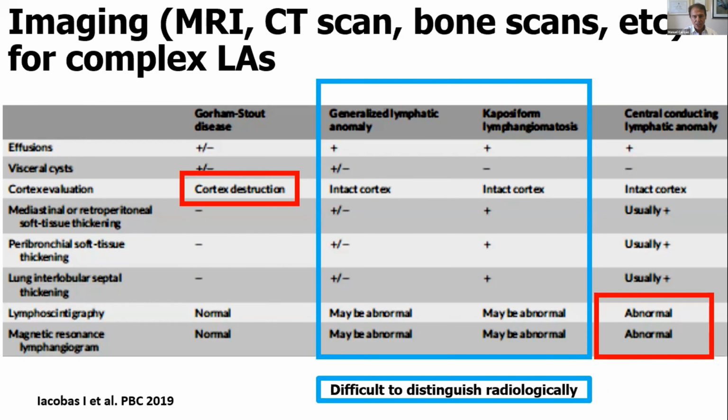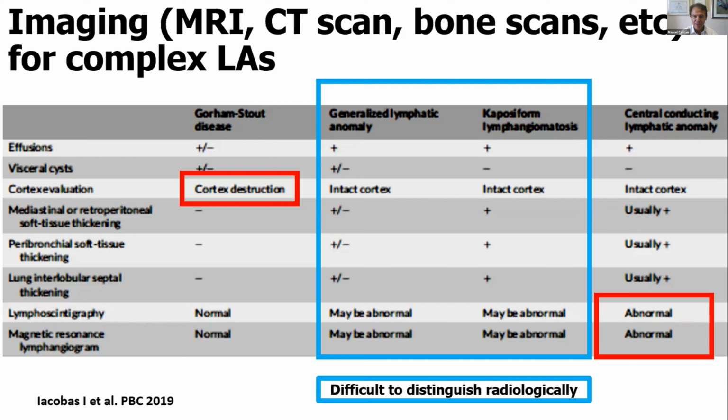So in order to distinguish these things, we tend to use things like imaging studies, MRIs, CT scans, bone scans, to look at these complex lymphatic anomalies. So unfortunately, it's still not easy to distinguish between these. And often a person is described as, do they have a GLA or do they have a KLA? Because they're not that easy to distinguish. Now, Gorham-Stout should be distinguishable by the fact that there is bone destruction. And it's the cortex, or the outer part of the bone, that gets destroyed. And so you can see that, particularly on a bone scan, but also on a CT scan.